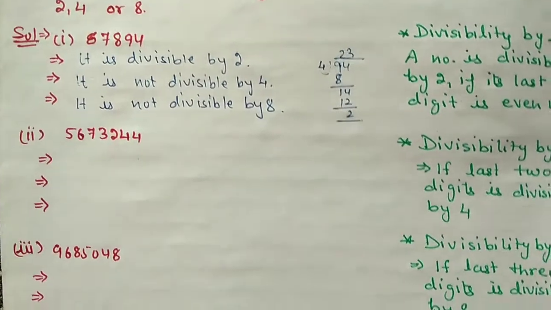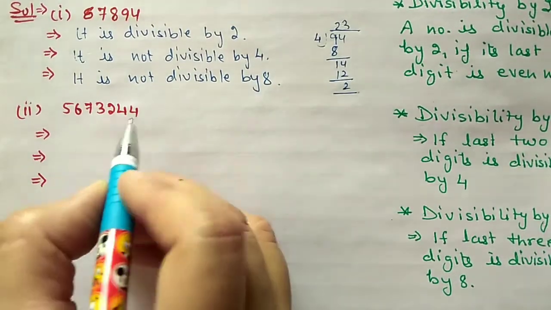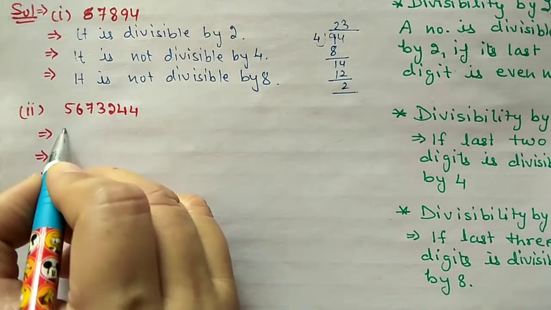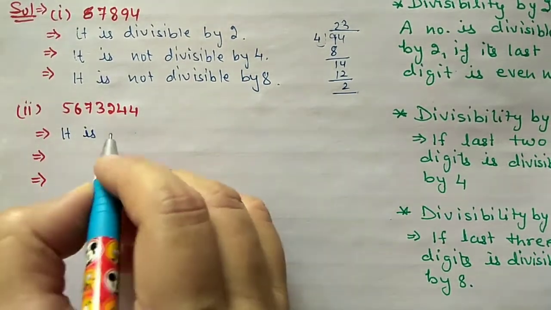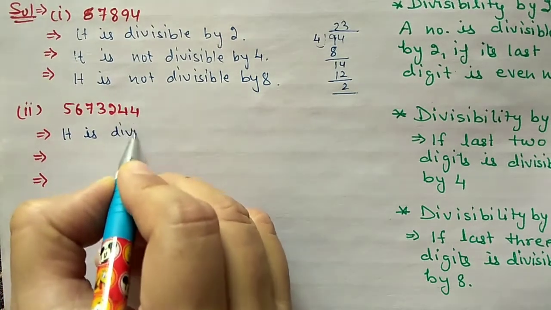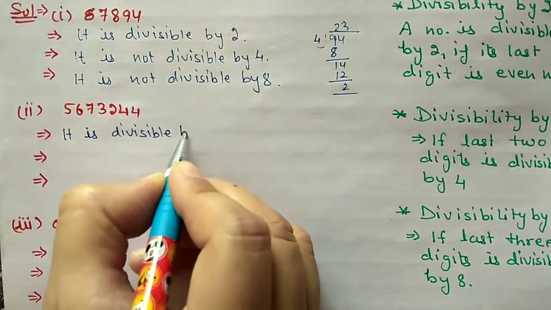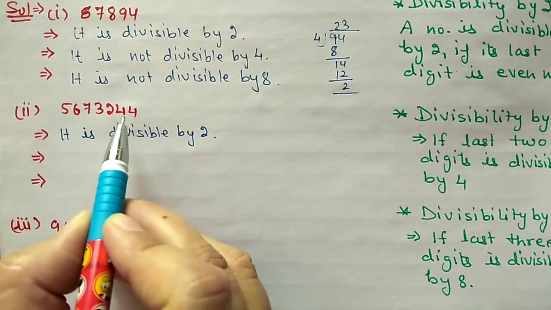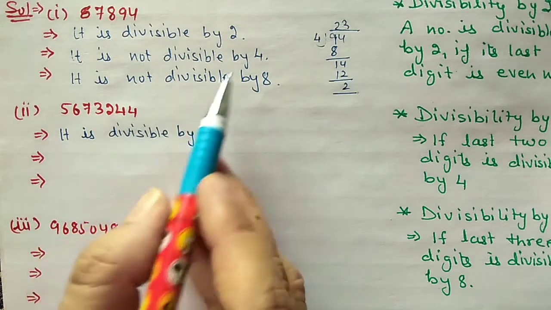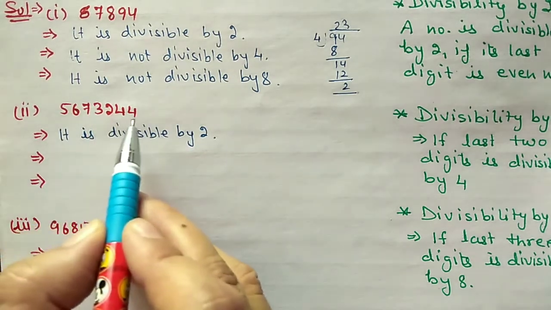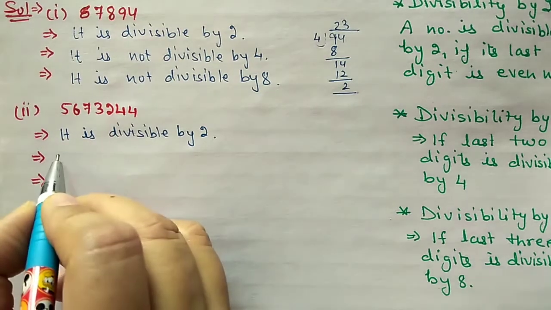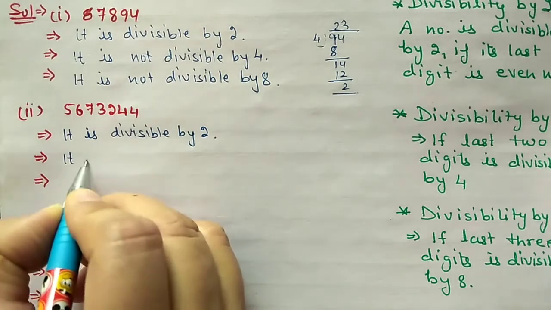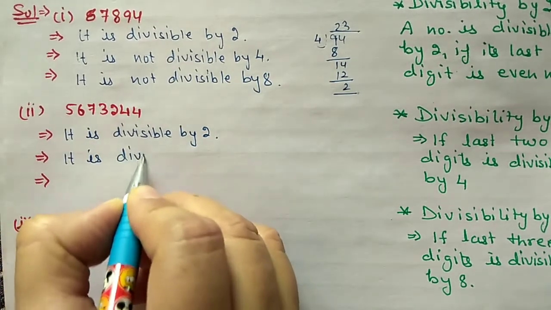Second number, 5673244. You can see the last digit is 4, which is an even number, so directly we can write, because the last digit is even, it is divisible by 2. Now to check 4, we will check the last 2 digits, 44. 44 is divisible by 4, so we can write this whole number also will be divisible by 4, because the last two digits are divisible by 4.